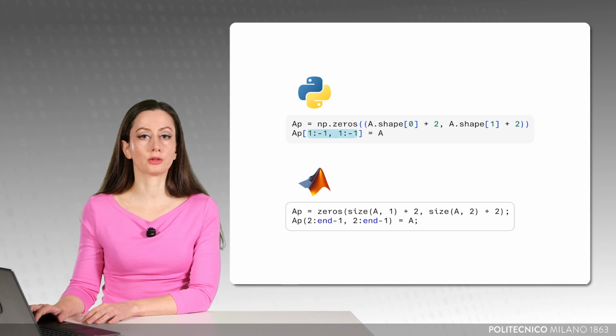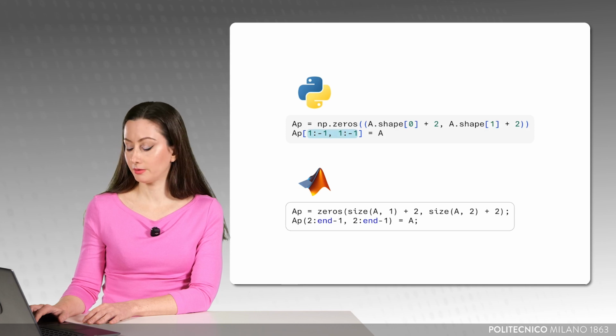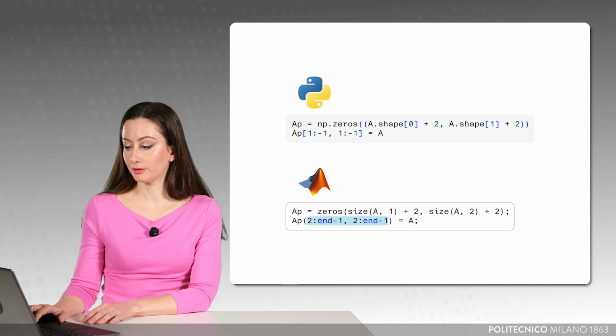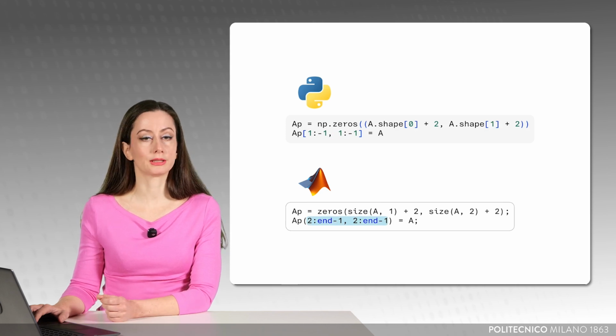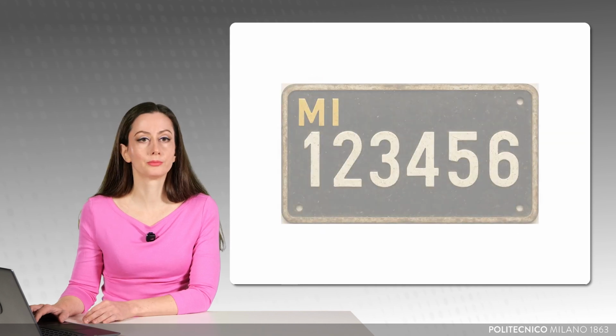To consider rows from the second to last, in Python, we use 1 : -1. While in MATLAB, we go from 2 to n-1. Using padding, we can obtain a filtered image which has the same size as the original. And now it's your turn.